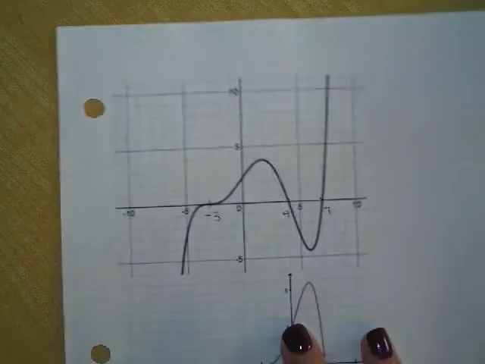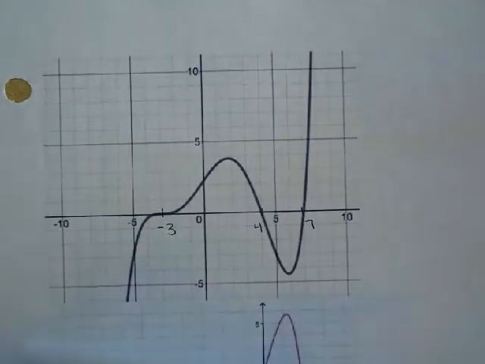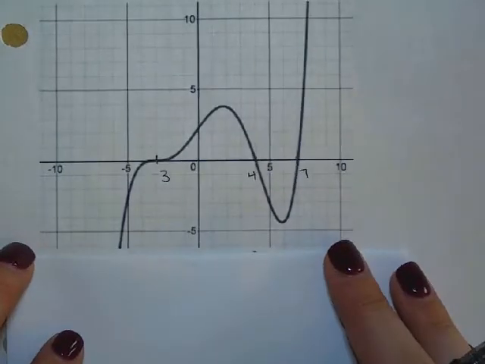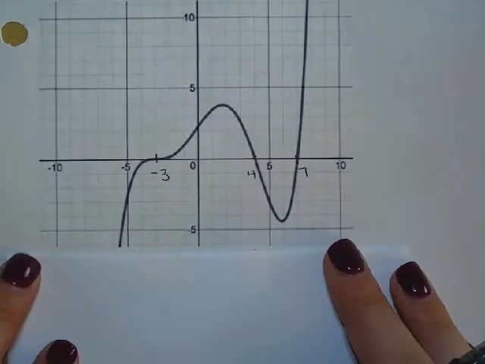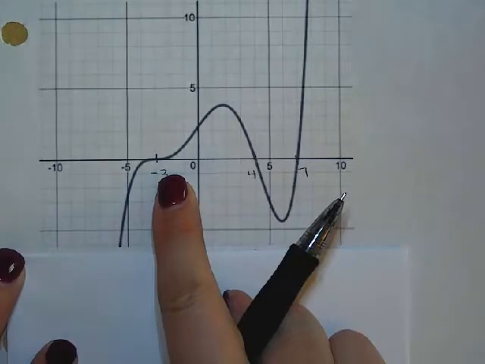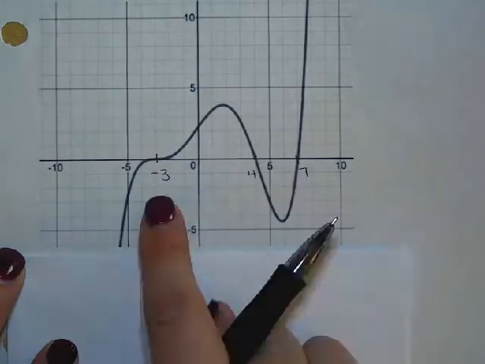Okay, here is the next one. Okay, what do you guys notice? Yeah, we have one that squiggles. You see the difference between straight through and squiggles through? Straight through, squiggles through, okay.